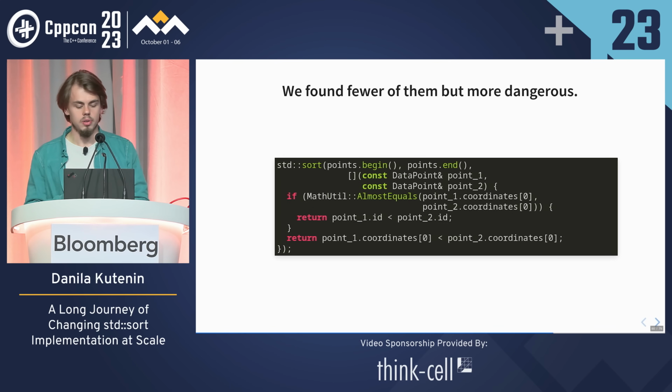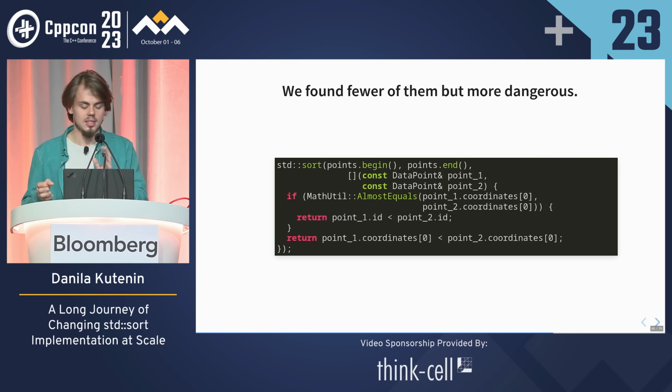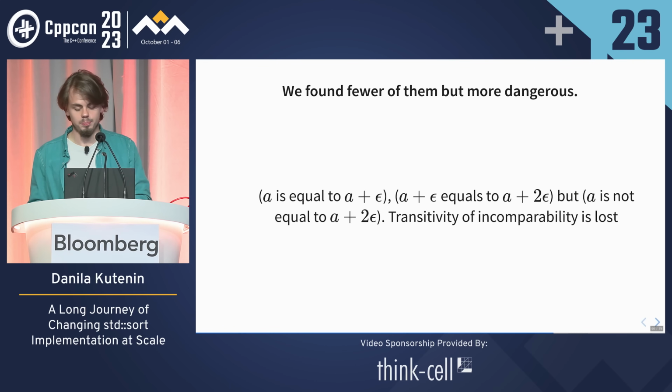A lot of developers thought that it's okay, and it's generally a good rule, to compare floats by epsilon. So you don't want to say this is less than this by just looking at their mantissa and exponent. However, in sorting, it might result in something bad.